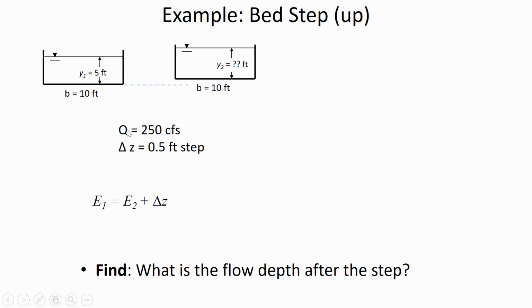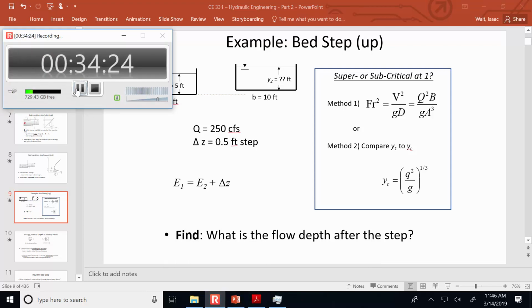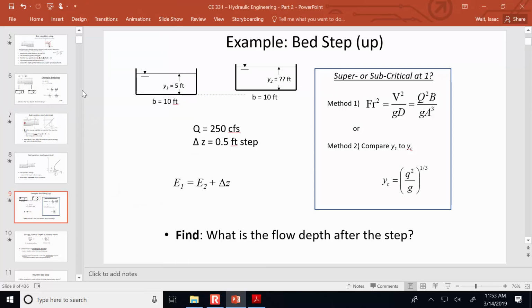Got a flow of 250 CFS. So it's basically the same procedure as we did before. We want to find the new flow depth, Y2. On the whiteboard, I showed you the Froude number. The Froude number is 0.394. Since it's less than 1, that means it's subcritical conditions at 1.